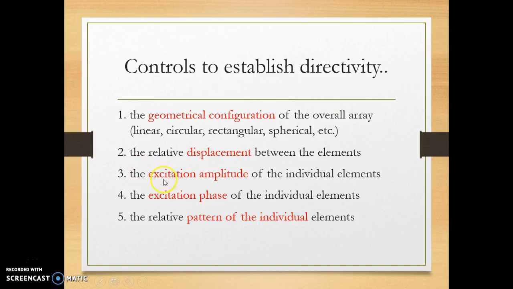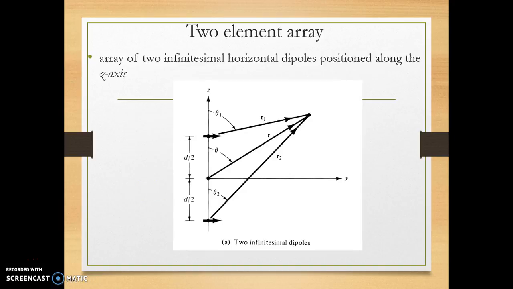Another important aspect is the excitation of individual elements. If they are phase shifted from each other, then altogether it would give a different value. So the amplitude and phase of excitation play a very vital role in deciding the directivity of an antenna. Then the individual element's pattern also plays a very crucial role in deciding the directivity of the antenna array.